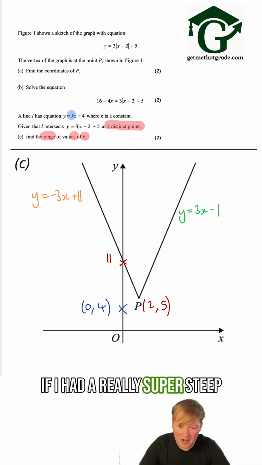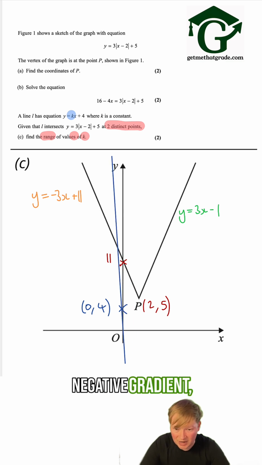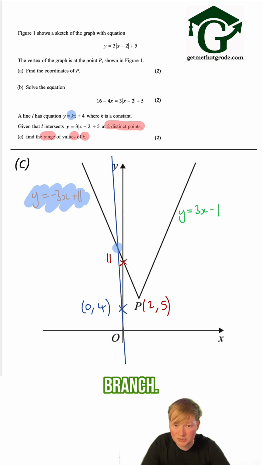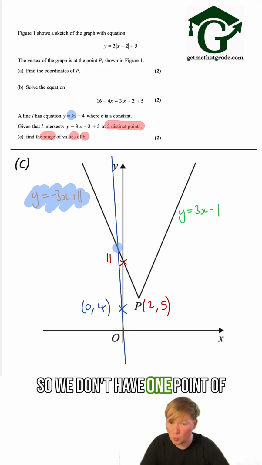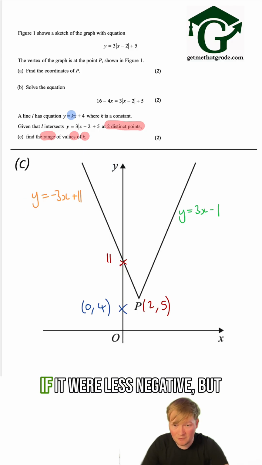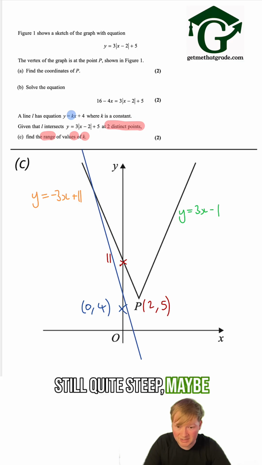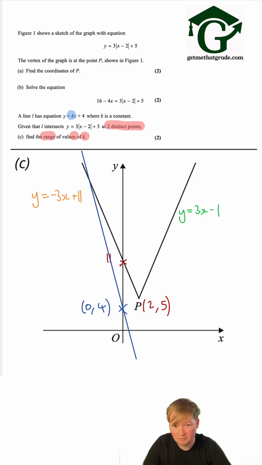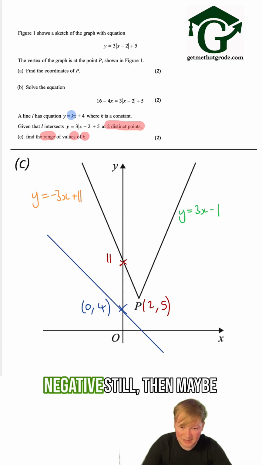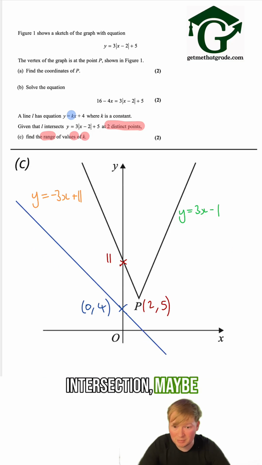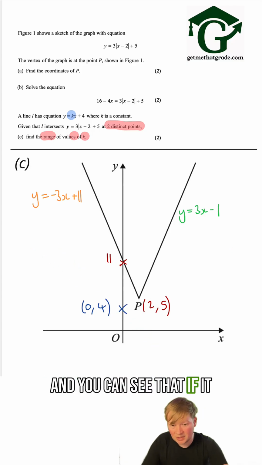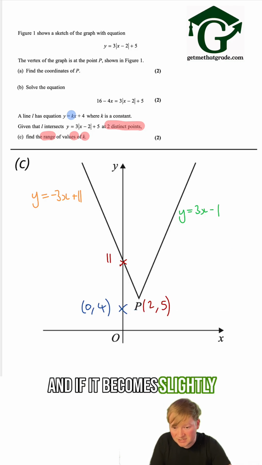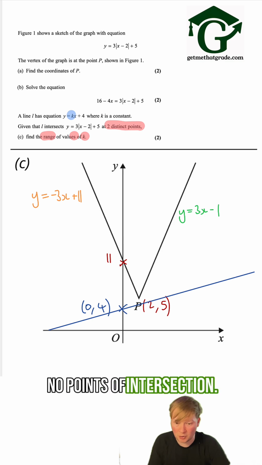If I had a really super steep negative gradient, something like this, you can see that the line would only intersect this leftmost branch, and that's it. So we'd only have 1 point of intersection. If it were less negative, but still quite steep, maybe something like this, again, we still have 1 point of intersection. But if it becomes less negative still, then maybe we have no points of intersection, maybe something like this. And if it becomes 0, again, still no points of intersection. And if it becomes slightly positive, again, still no points of intersection.